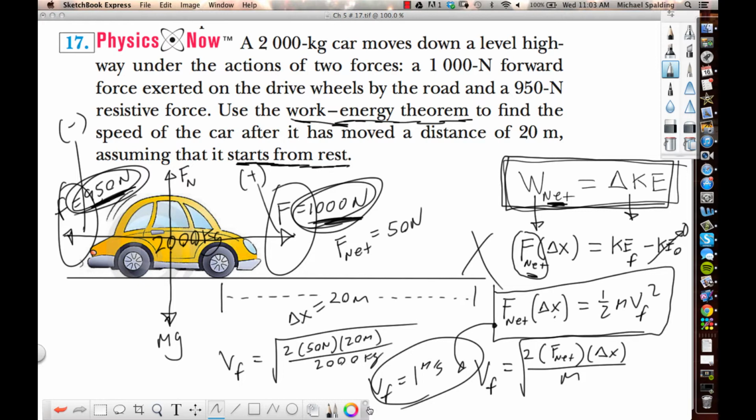So this guy is really annoying other people. It took him 20 meters to go from 0 to 1 meter per second. So he's like, putt, putt, putt, putt, putt. People are behind him, honking. All right. Does this make sense?